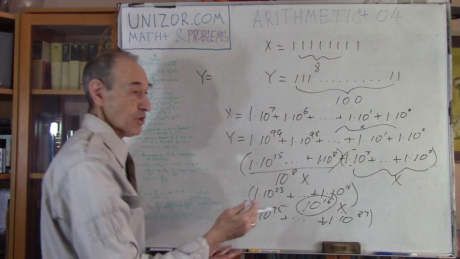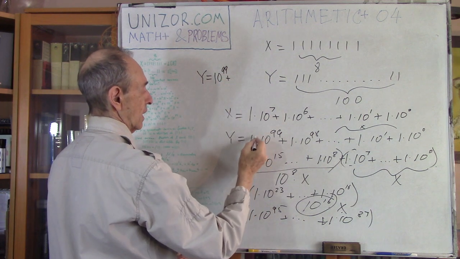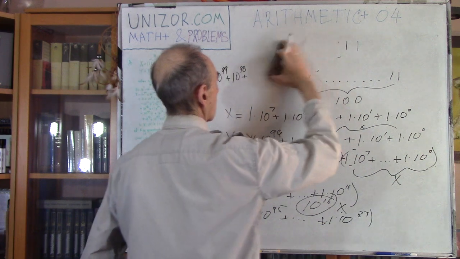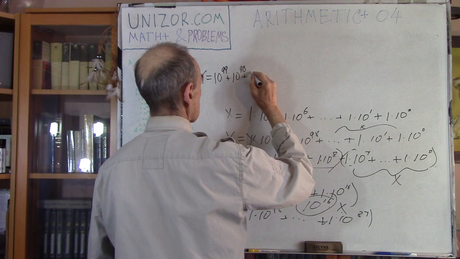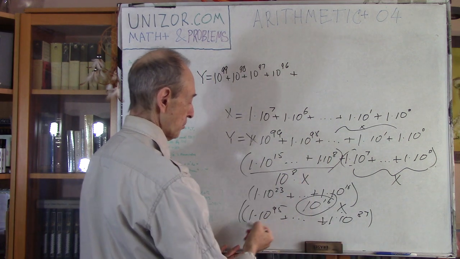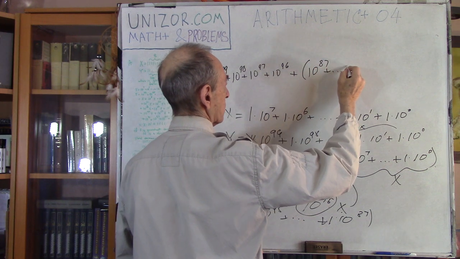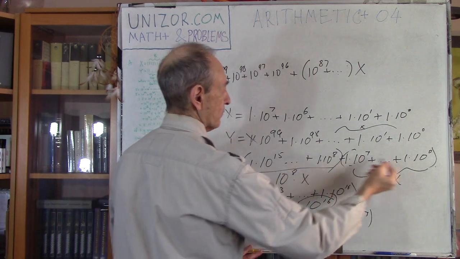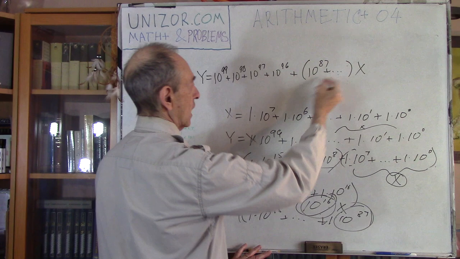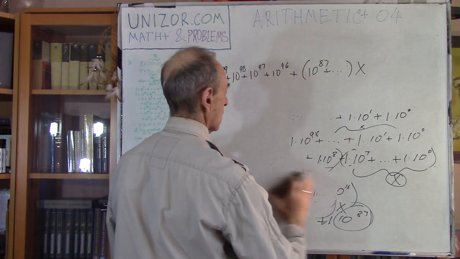And only starting from 96, we don't have a complete group of 8. So I can say that this would be 10 to the power of 99 plus 10 to the power of 98 plus 10 to the power of 97 plus 10 to the power of 96 plus, and then I will have some number, 10 to the power of 97 in this case times x, then again 10 to the power of 90 times x. So I will have 10 to the power of 87 plus blah blah plus some other 10 times x. So all these groups I combine together, I put x outside, and the multipliers like this, I put inside. So this is the result of representation of number y in terms of number x.